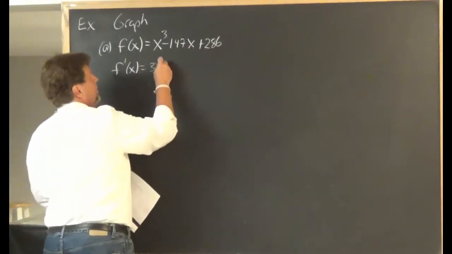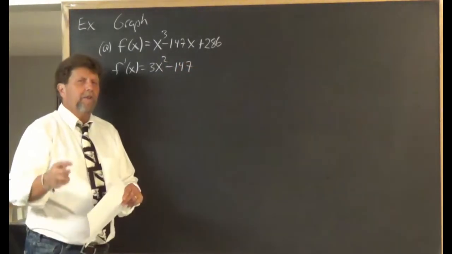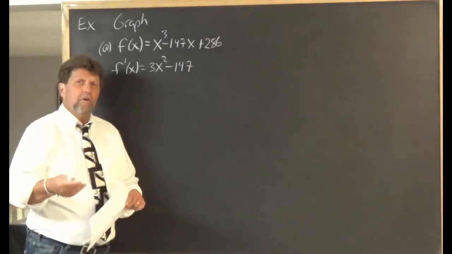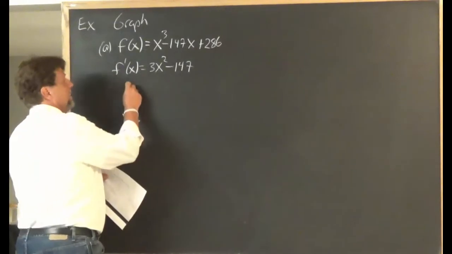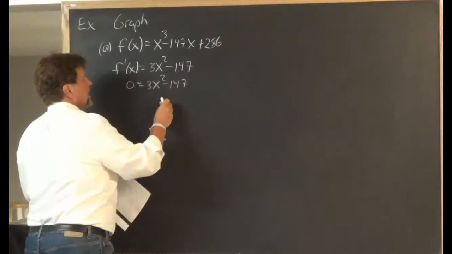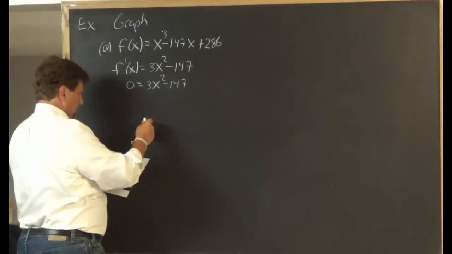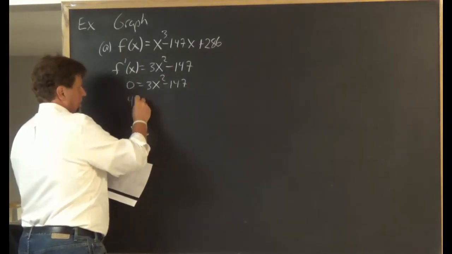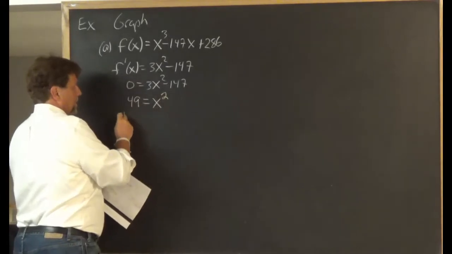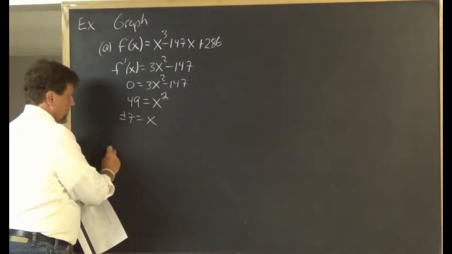The derivative, 3x squared minus 147. That will tell me definitely where the function's increasing, where it's decreasing, and it will locate any local extreme values. So I set it equal to 0. I add 147 to both sides and divide by 3, and I get 49 is equal to x squared. Take the square root of both sides. I get x is plus or minus 7.